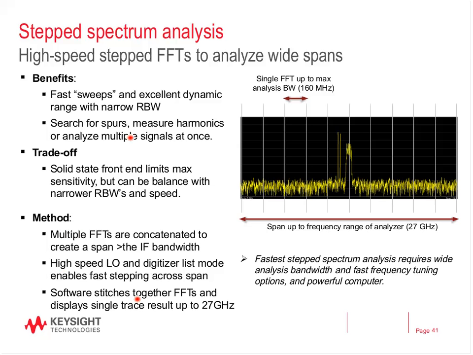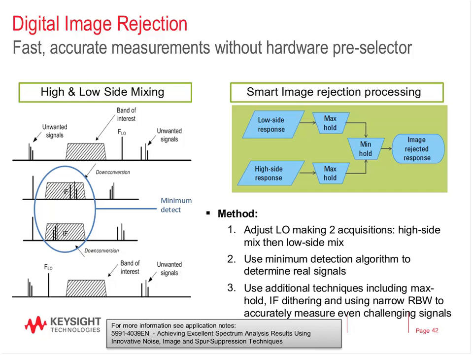Now it is solid state, so you do have a small hit in dynamic range compared with some of our other spectrum analyzers, but you can balance speed with dynamic range, and in some situations it could end up being faster or it could end up being slower, depending on your use case. But for production, it might hit just the right spot. Now, one of the big trade-offs here is there's no pre-selection in the spectrum analyzer.